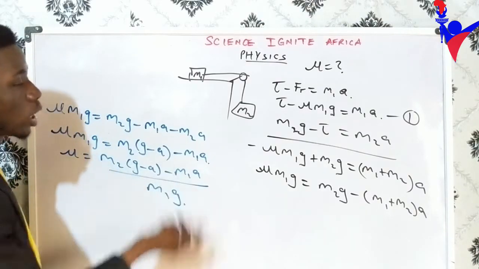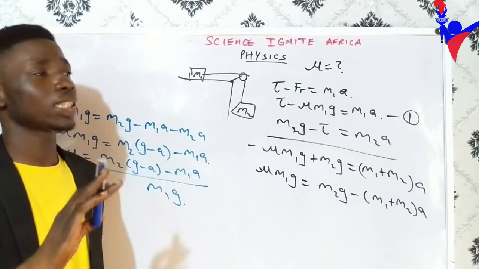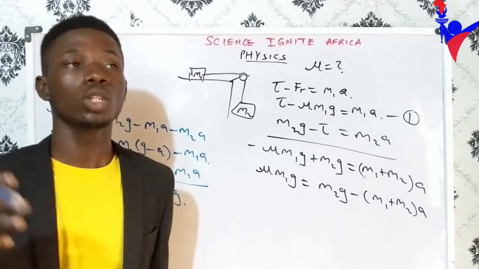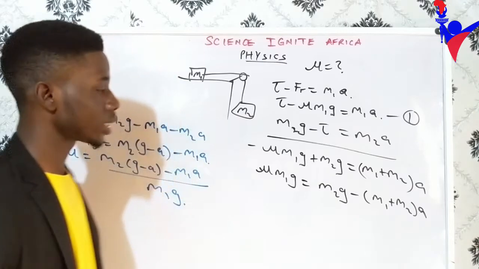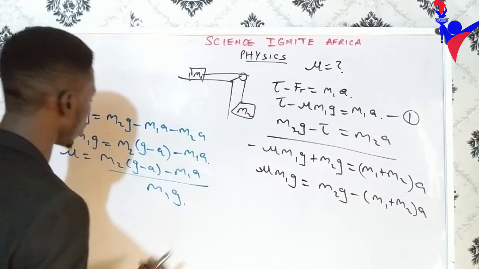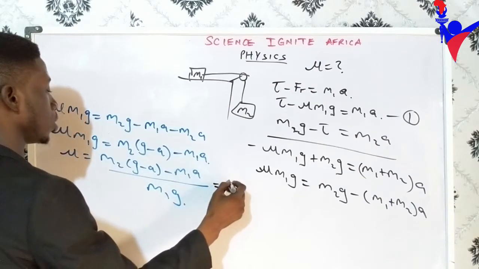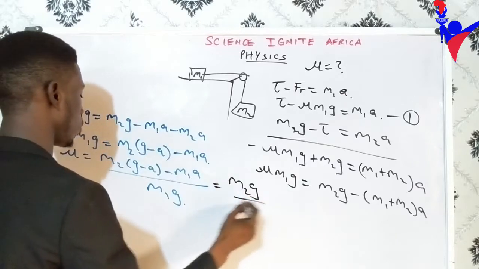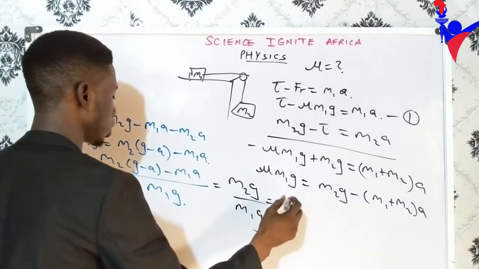Generally, this is what our mu will look like. But in this case, the objects were on the verge of sliding, which means that they did not start sliding, which means that there is no acceleration. So acceleration equals 0. At every point we see acceleration, we will put 0 there. So this will be equal to M2G alone, then minus 0, over M1G.